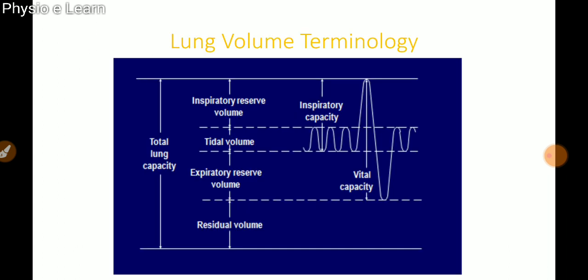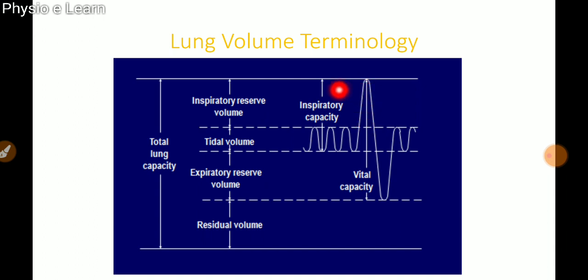Before going to the interpretation, we should also know the different volumes and capacities of the lung. Tidal volume, you all know, is the normal inspiration and expiration, and it is around 500 ml. After normal tidal inspiration, the amount of air you can inspire forcefully is known as inspiratory reserve volume.